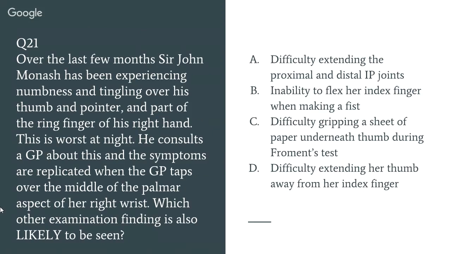Over the last few months, Sir John Monash has been experiencing numbness and tingling over his thumb and pointer and part of the ring finger on his right hand. This is worse at night. He consults a GP about this, and the symptoms are replicated when the GP taps over the middle of the palmar aspect of his right wrist. Which other examination finding is also likely to be seen?